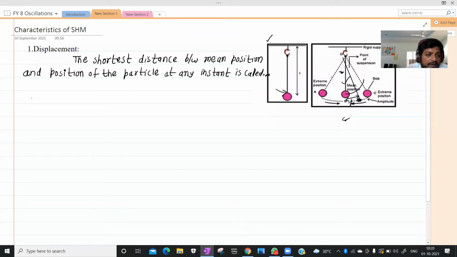So how to denote? The notation is very, very important. I told you, right? Notation small x. Small x or small y. These are the displacement.